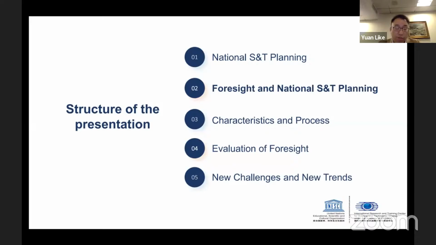Therefore, technology foresight must be carried out before the direction of science technology development and the main subject are determined, which is, I think, the term foresight is a basic work for the preparation of science technology plans.